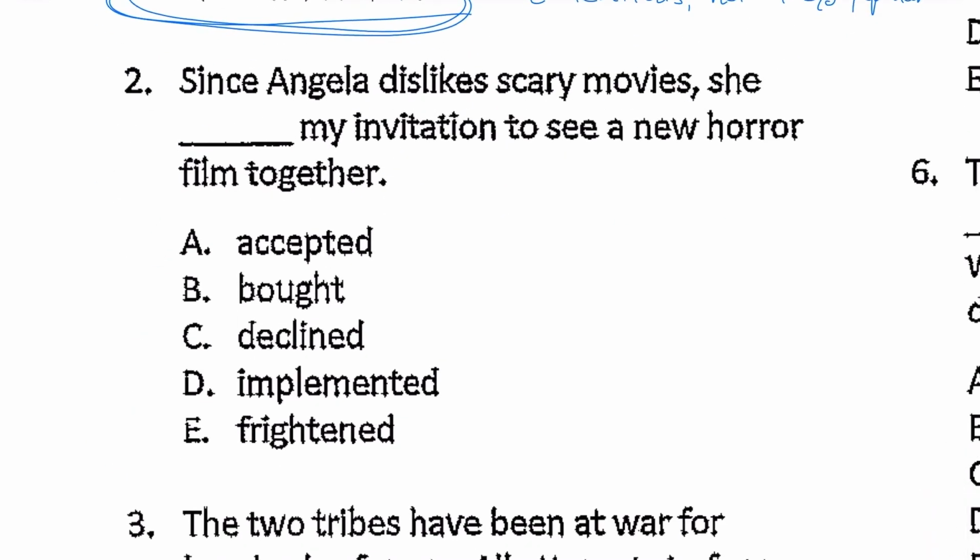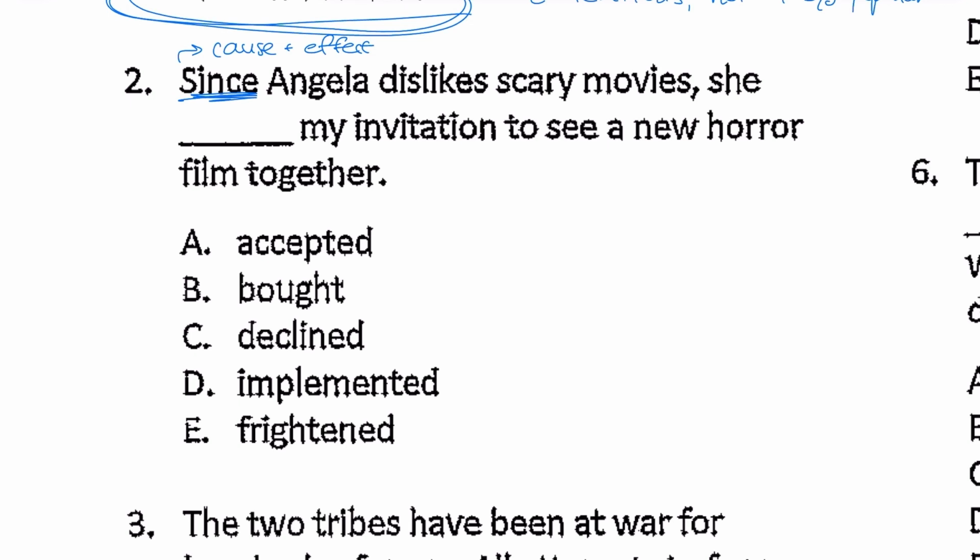Next for number 2, "Since Angela dislikes scary movies, she blanked my invitation to see a new horror film together." So here we have the word since, and this transition word since signals cause and effect. And for this cause and effect, here we have the cause. She does not like scary movies. So now what did she do? Well, she's probably not going to go to see the scary movie with you.